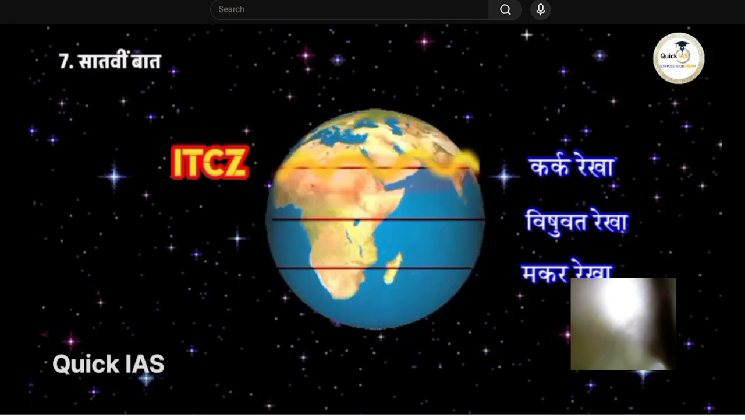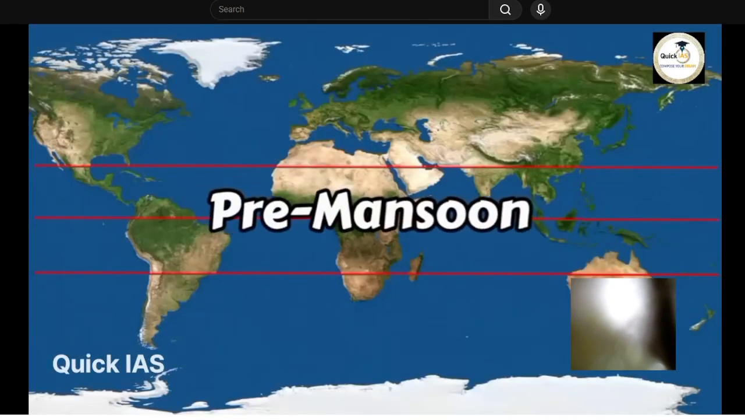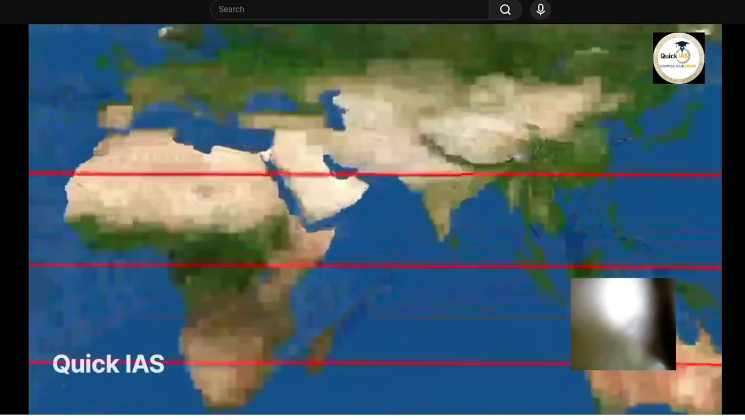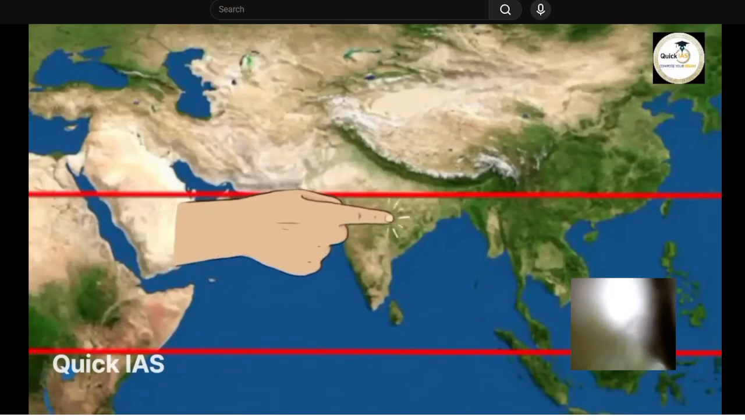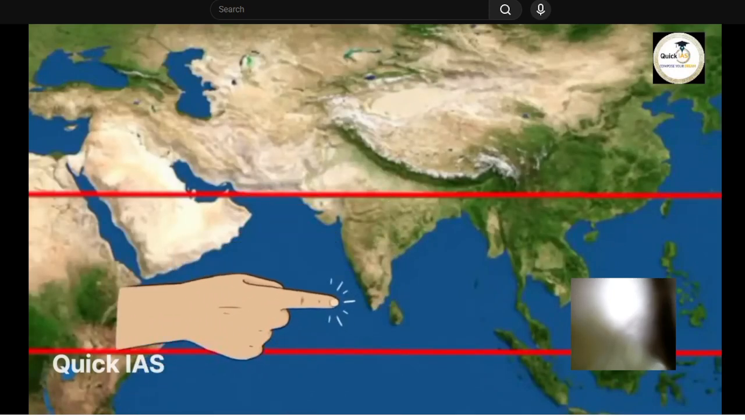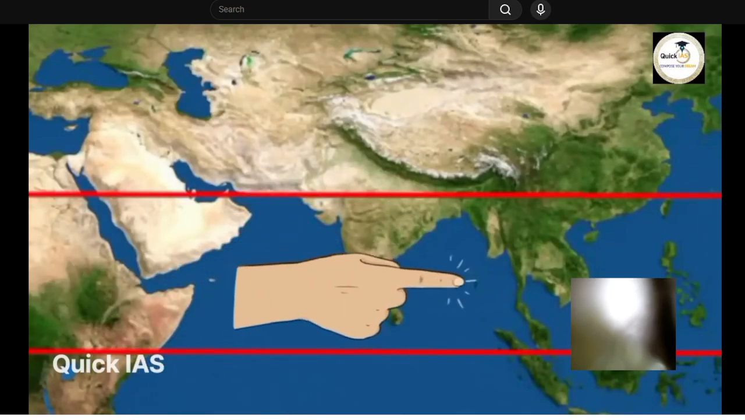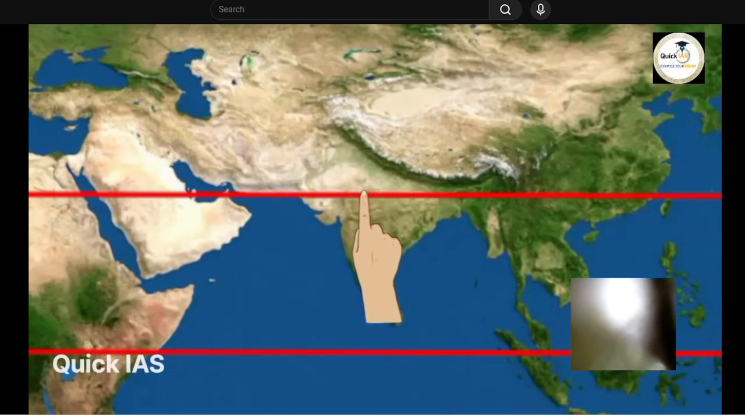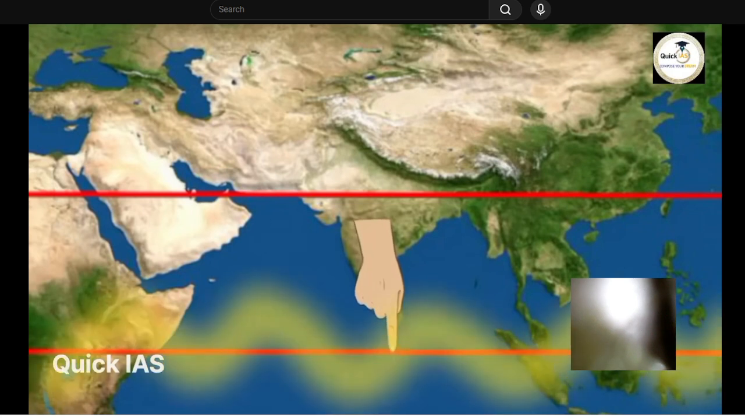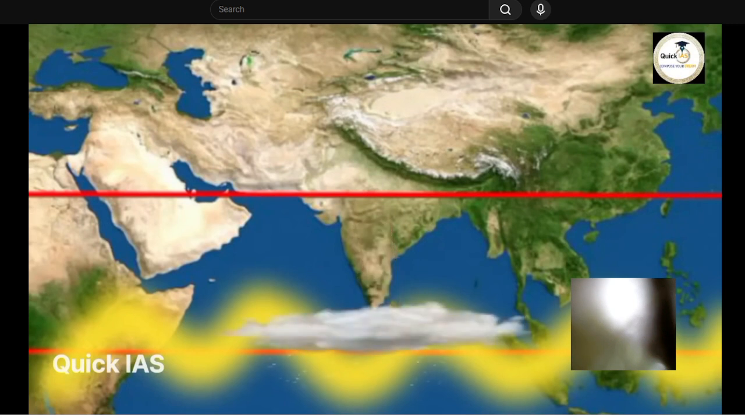This is our country, India. This is the Indian Ocean. This is the Arabian Sea, and this is the Bay of Bengal. The Tropic of Cancer passes through the middle of India, and the equator is passing from here. On March 21st, the ITCZ is on the equator. That is why there will be more rainfall on the equator. The ITCZ will reach India while causing rain in the Indian Ocean.